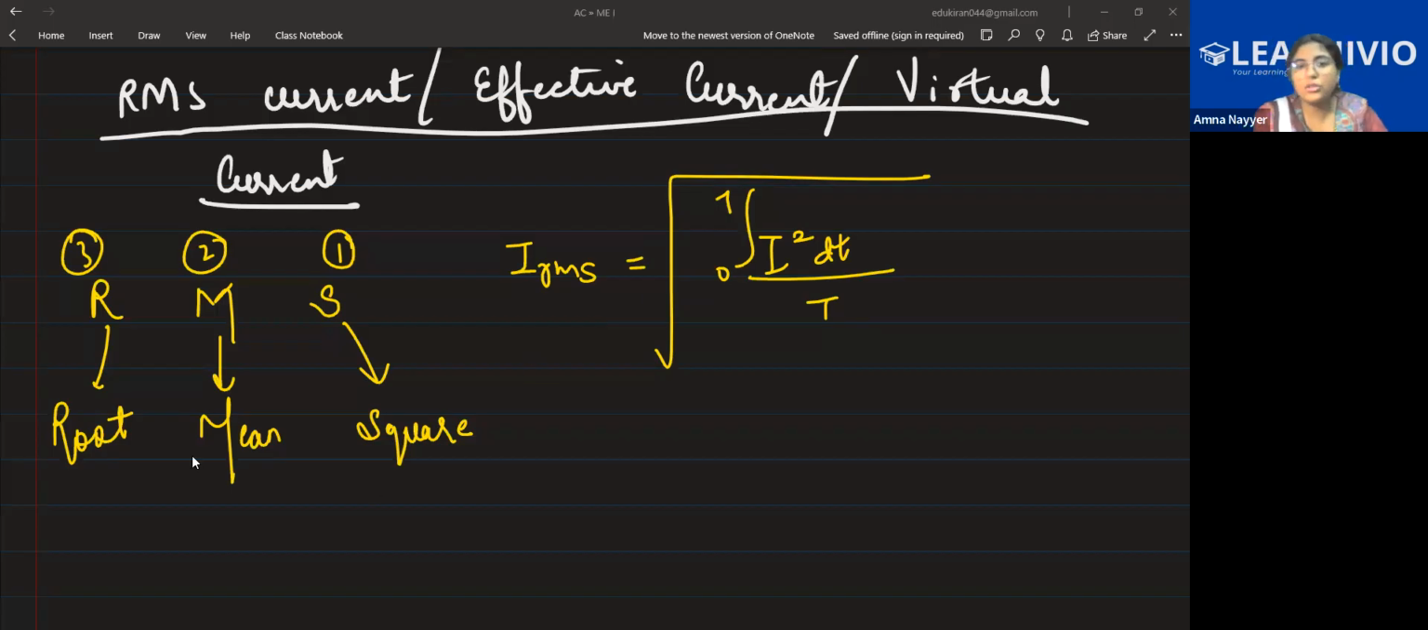Now see, to solve this further and to get the value of this IRMS, what I am going to do, I am going to solve this first.